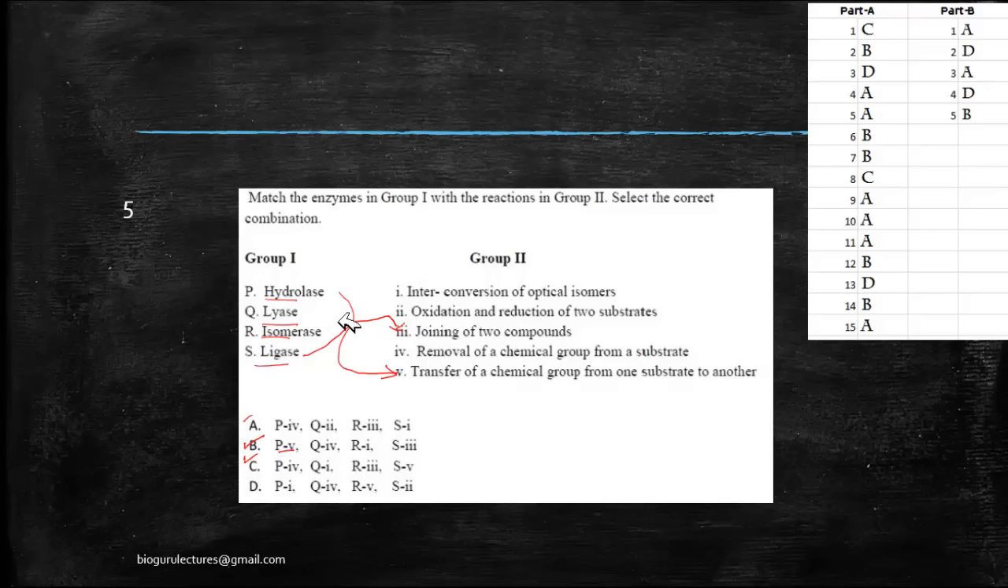And lyases help in breaking down of compounds, and isomerases will be interconversion of optical isomers, and ligases, as we have seen, will be helpful in joining of compounds. So Q will be 4, which removes, and isomerases will be 1, and the ligases joining of the two compounds.